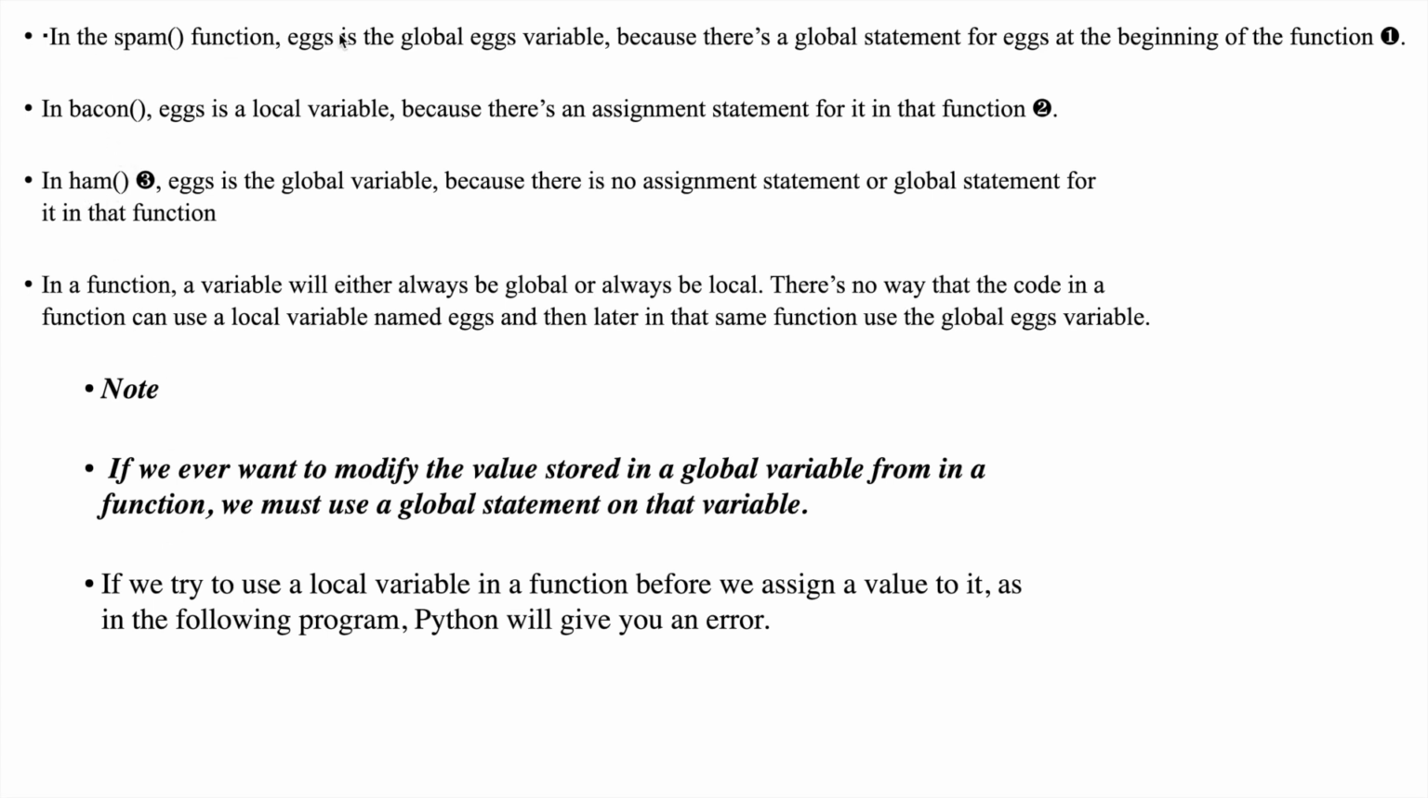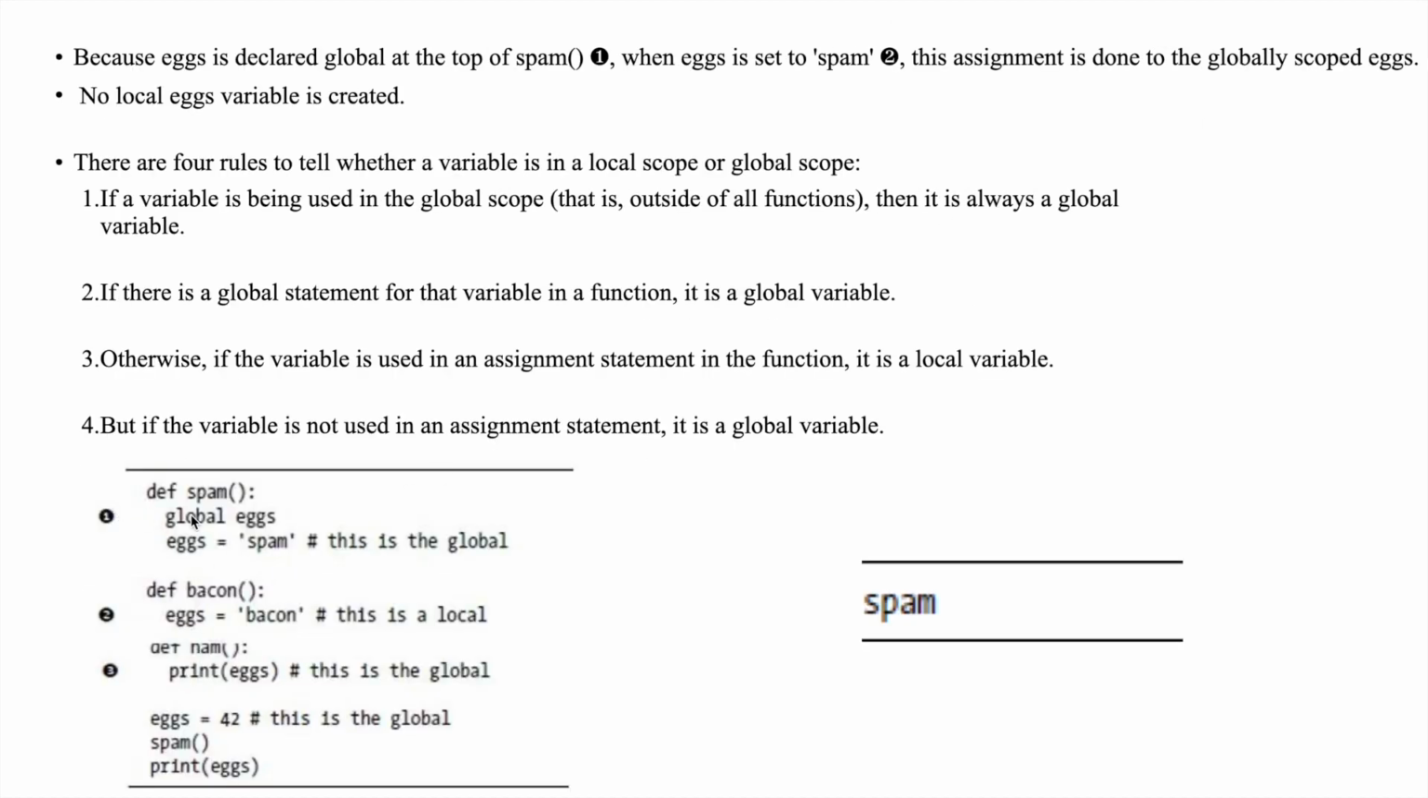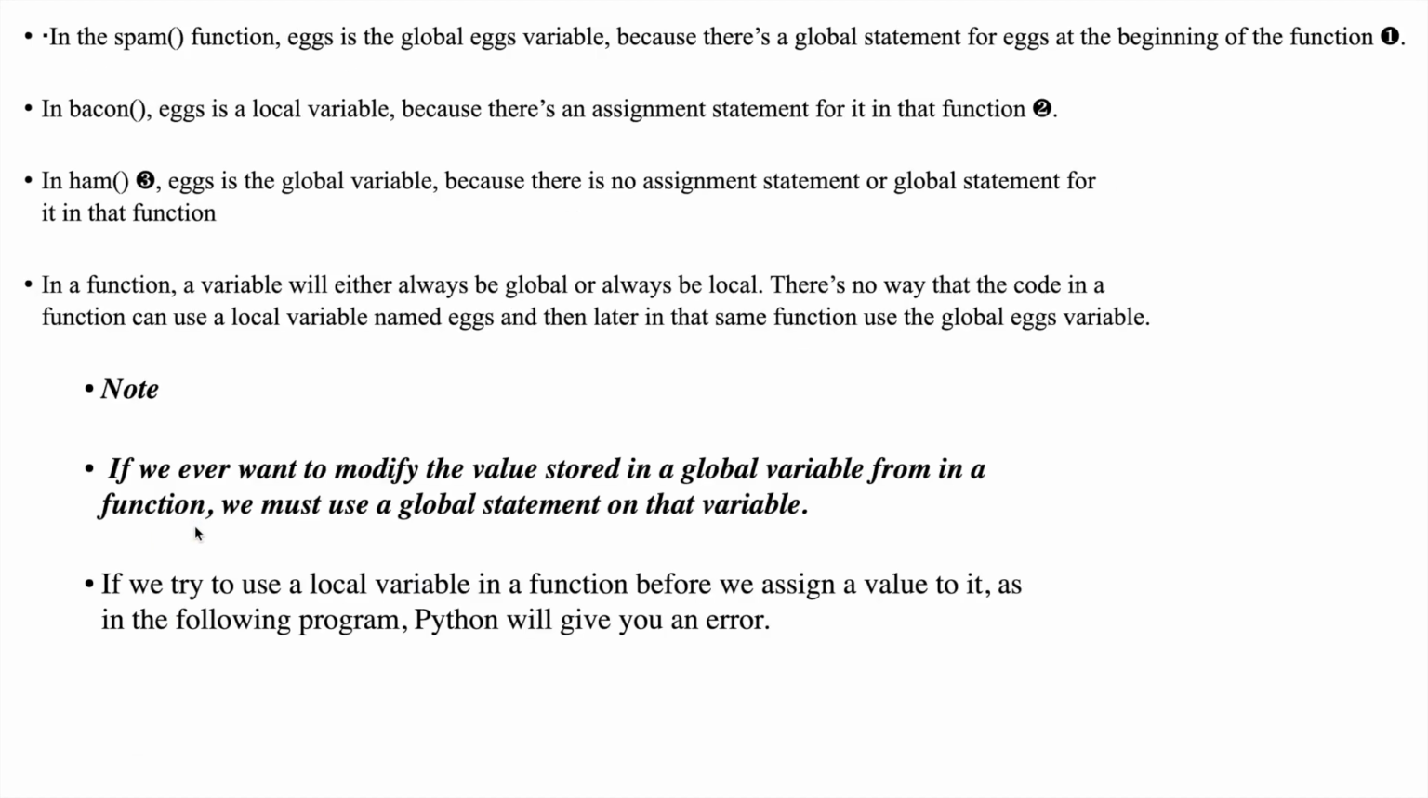In the spam function, x is the global x variable because there is a global statement for x at the beginning of the function. See, x is equal to spam. This is global because we have a global statement. So if a variable is being used in the global scope, then it's always a global variable. First case. Okay.